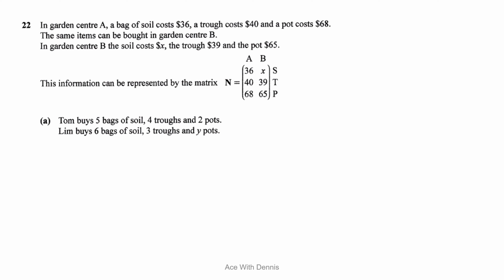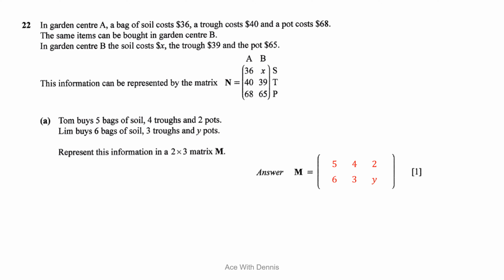A. Tom buys 5 bags of soil, 4 throws, and 2 pots. Lim buys 6 bags of soil, 3 throws, and y pots. Represent this information in a 2 times 3 matrix N. 1 mark. Okay, so the order 2 times 3 means 2 rows and 3 columns. So we can write 5, 4, 2, which is Tom buying 5 bags of soil, 4 throws, and 2 pots. And the second row is 6, 3, and y, as Lim buys 6 bags of soil, 3 throws, and y pots.